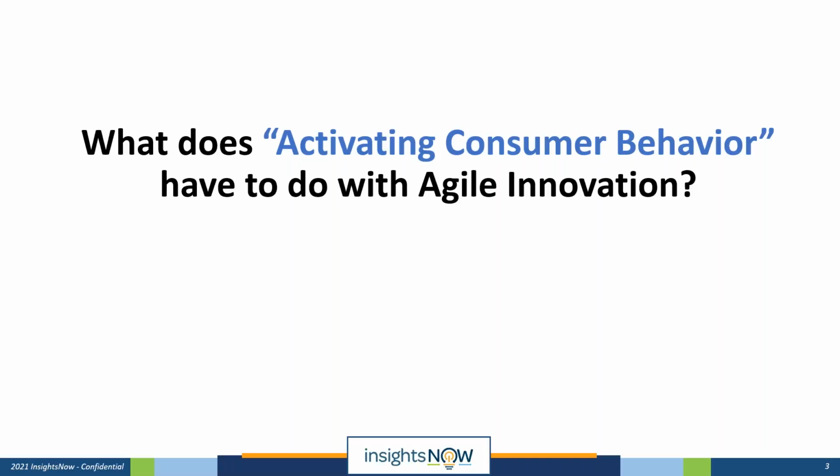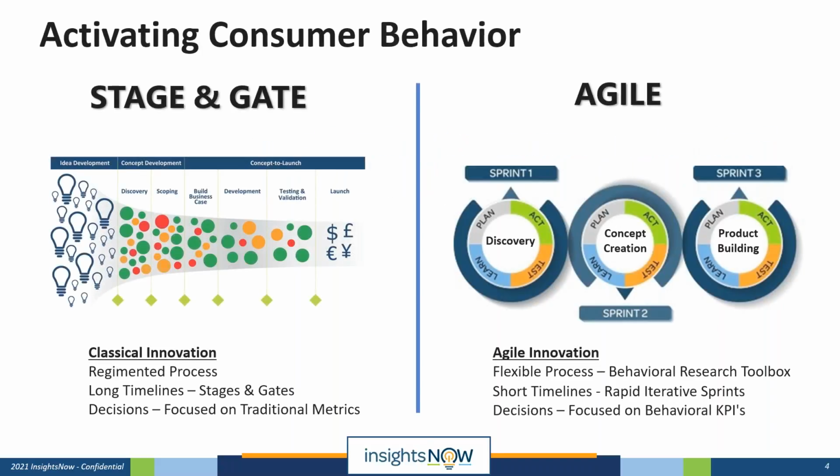So to kick us off, let's start by asking the question, what does activating consumer behavior really have to do with agile innovation at all? Well, to answer this, we have to look at the difference between a stage and gate process and an agile process. Stage and gate processes are more linear. They're fairly regimented processes where you have defined types of research being done at each stage, with a gate where you have to make a decision if we're moving forward or not. They tend to have long timelines, and the decisions tend to be focused on historical metrics, meeting either hurdle rates or some historical standard or some specific ROI goal to hit.